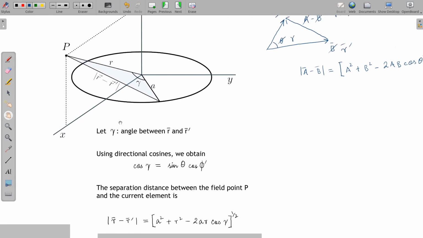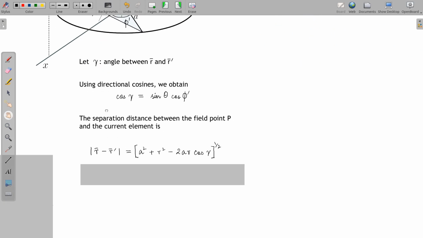So using directional cosines, we can find out that cos gamma is equal to sin theta cos phi. Just for the sake of clarity, what is theta? Theta is this angle. And what is phi? Phi is this angle. So phi prime is this angle. Using theta and phi prime, we can find out this gamma. The other angle is going to be 90 degrees. So you can use directional cosines to find that cos gamma is equal to sin theta cos phi prime.